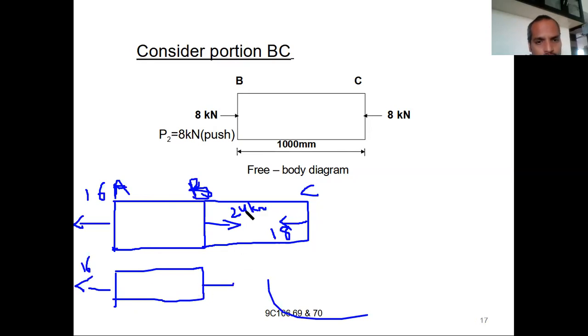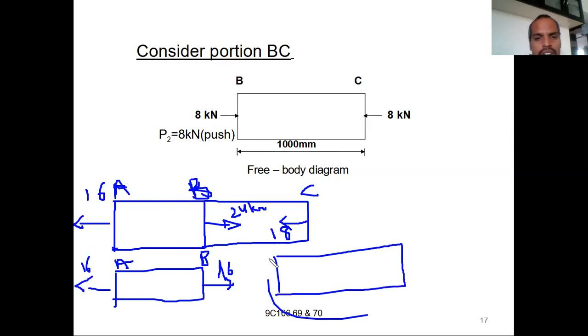And out of 24, how much have we considered? Already we have considered 16 kilonewtons for the portion AB. Out of 24, 16 we have already taken. What is the remaining? 24 minus 16. The remaining is nothing but 8 kilonewtons. Both are in the same direction. Out of 24, I have already taken 16. The remaining, the balance, is 8 kilonewtons. Which direction is it? This direction. That's nothing but 8 kilonewtons.